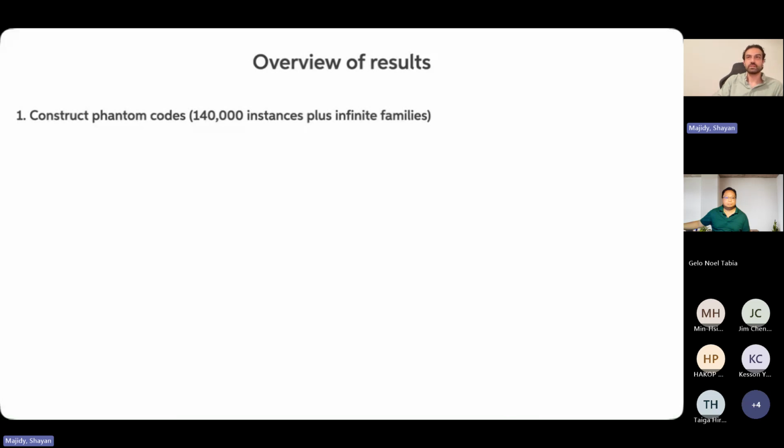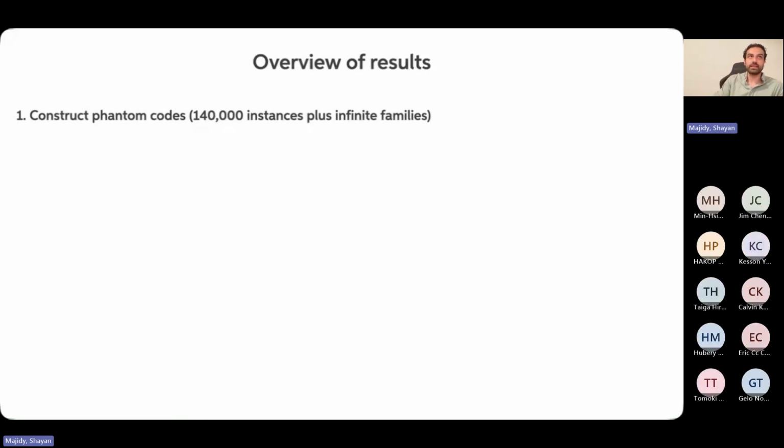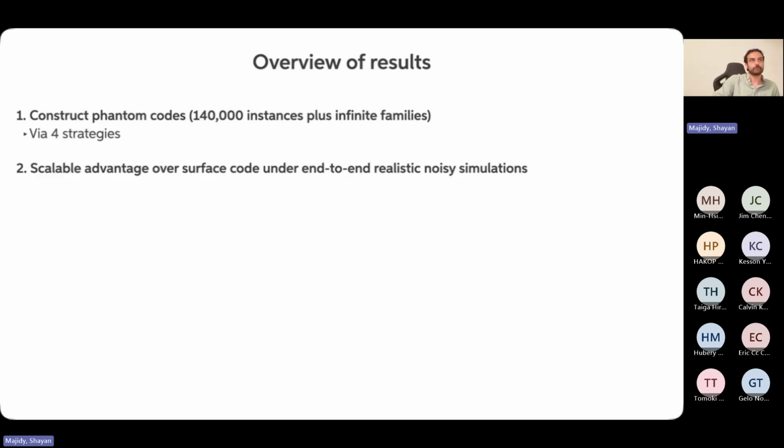Okay, so an overview of our results. We construct many phantom codes. We have 140,000 instances plus some infinite families via four strategies, which I'll outline. We demonstrate scalability, and by scalable here, I mean an advantage over the surface code as we increase the number of logical qubits under end-to-end realistic noisy simulations.